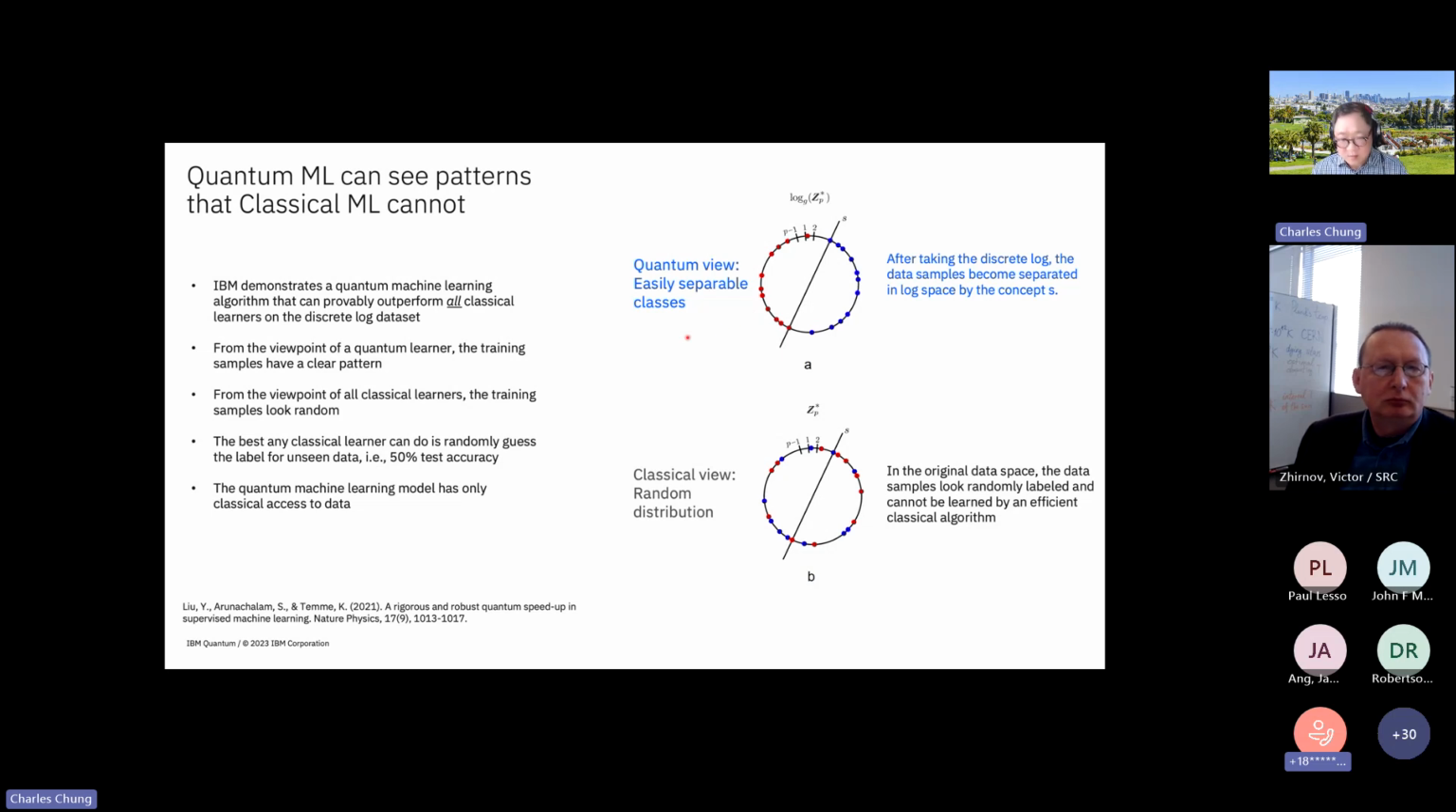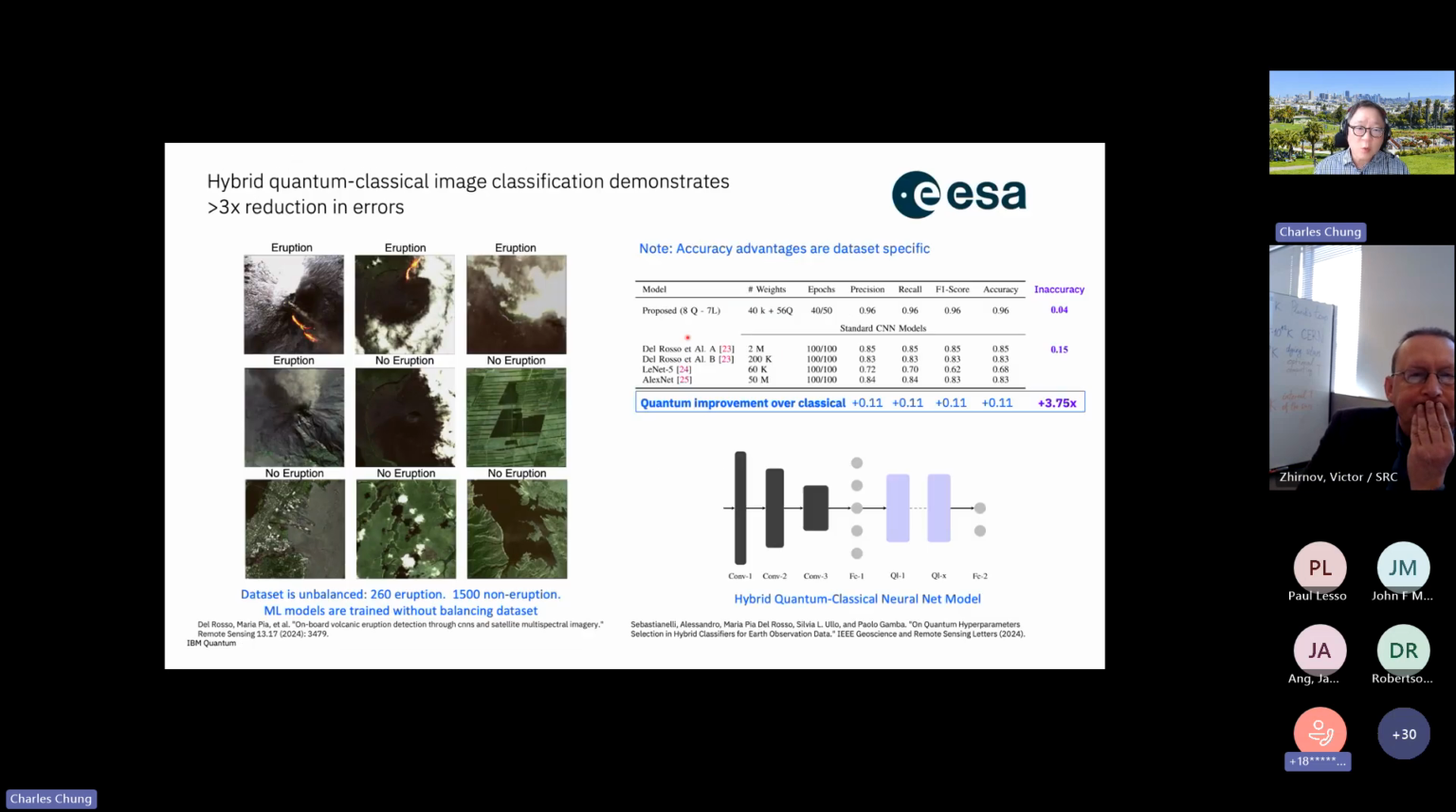So what does this mean? More specifically, what we're observing is that on some data sets, not all data sets, but on some data sets, we see an increase in accuracy. So here's an example from a paper published by the European Space Agency. In their data set, they're looking at satellite images, and they'd like to identify images where a volcano is erupting, such as these four, versus images where there's no volcano erupting, such as these five.